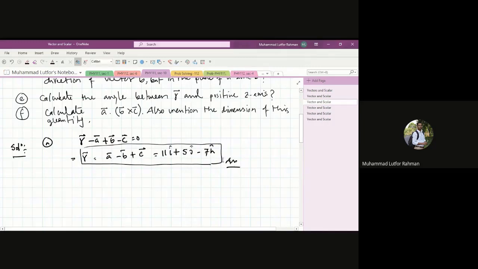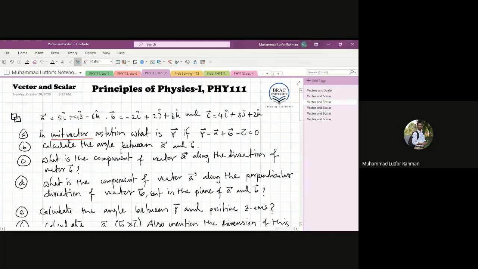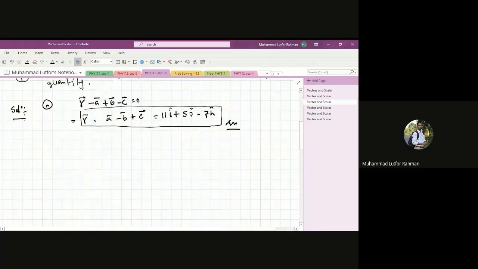So second question, sir, may I ask? Calculate the angle between the vector A and B. I have to find the angle between the vector A and B.